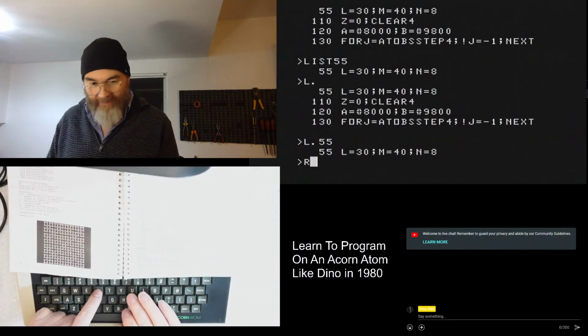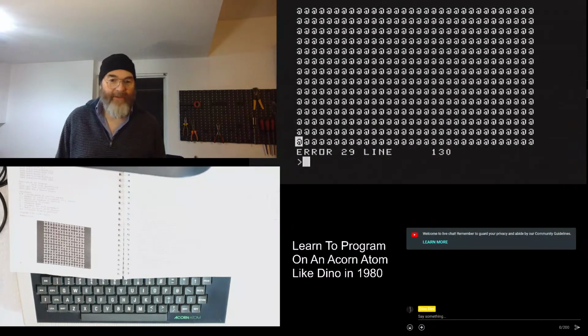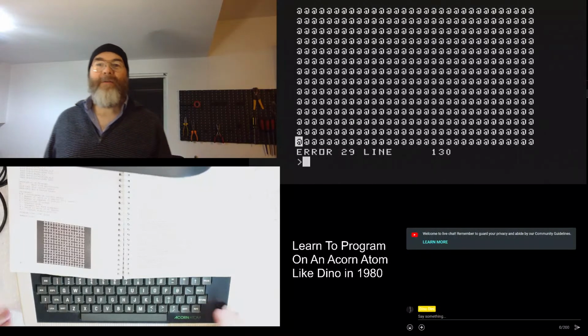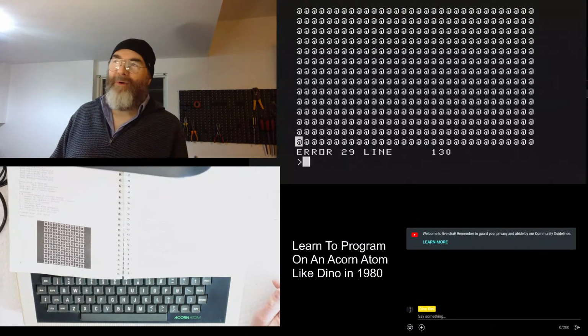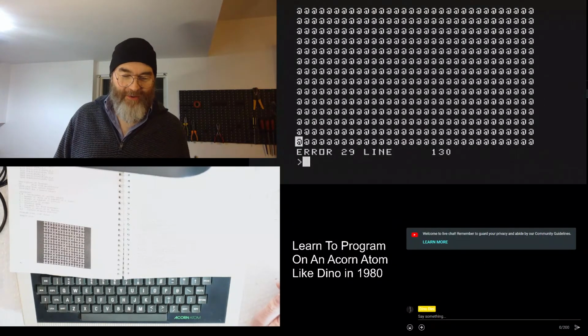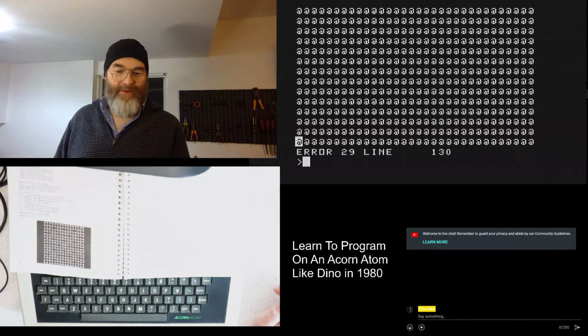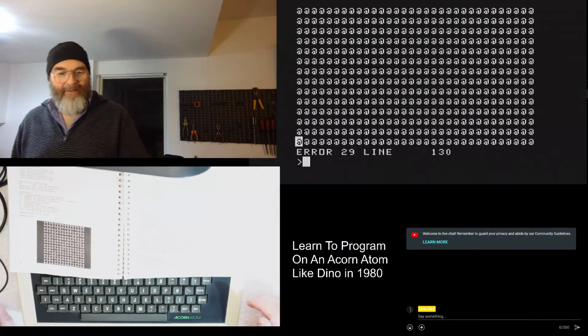Now I'm going to run it. Run. And, whoa, let's try that again. Run. You might have noticed it flashed white for a moment. That's because it actually worked. But a peculiarity of Atom Basic is that you need to put the end command at the end. If you don't put the end command at the end, it treats it as an error. And when it reached the error, it reverted back to normal mode instead of graphics mode, so you could see what's going on. You could see the message.